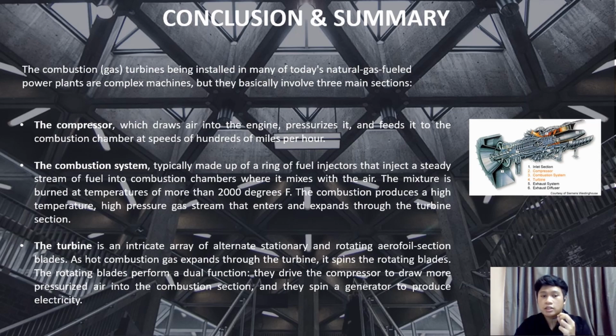The turbine is an intricate array of alternate stationary and rotating aerofoil section blades. As hot combustion gas expands through the turbine, it spins the rotating blades. The rotating blades perform a dual function. They drive the compressor to draw more pressurized air into the combustion section, and second one, they spin a generator to produce electricity. Thank you.